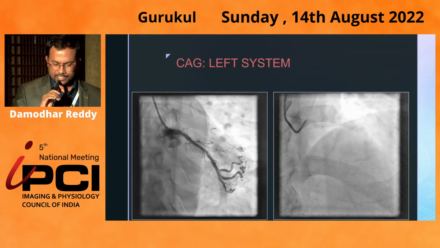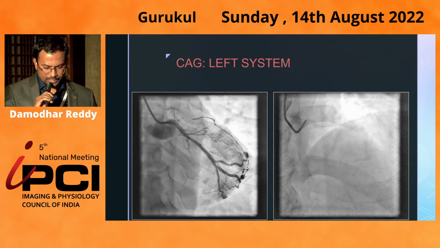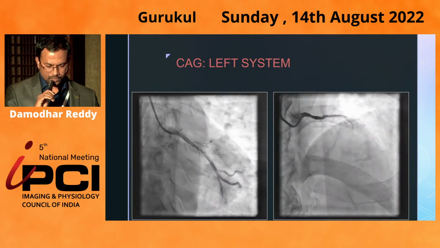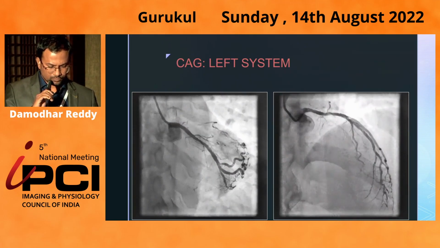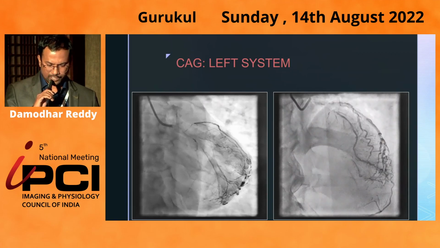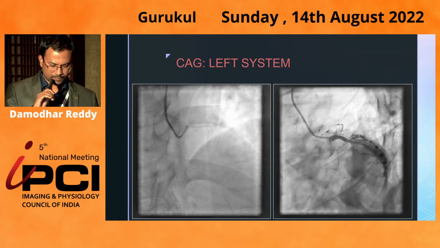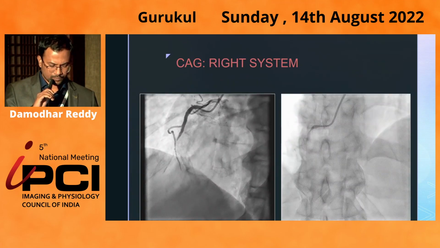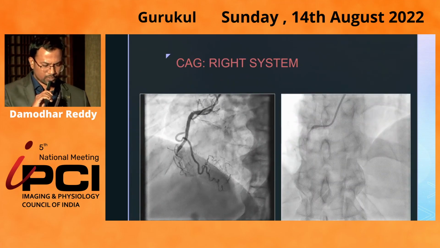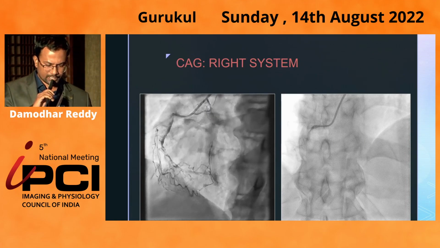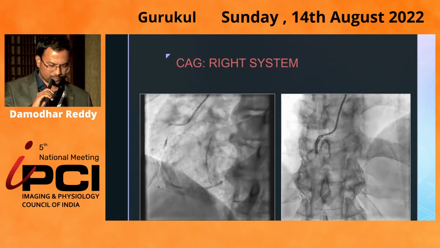And this was the index angiogram. It's showing the left system, showing an ostial LAD total occlusion. And you can see retrogradely the LAD is filling from the OM collaterals. And this was the RCA, which was the culprit vessel and the index event. It was a subtotal occlusion.